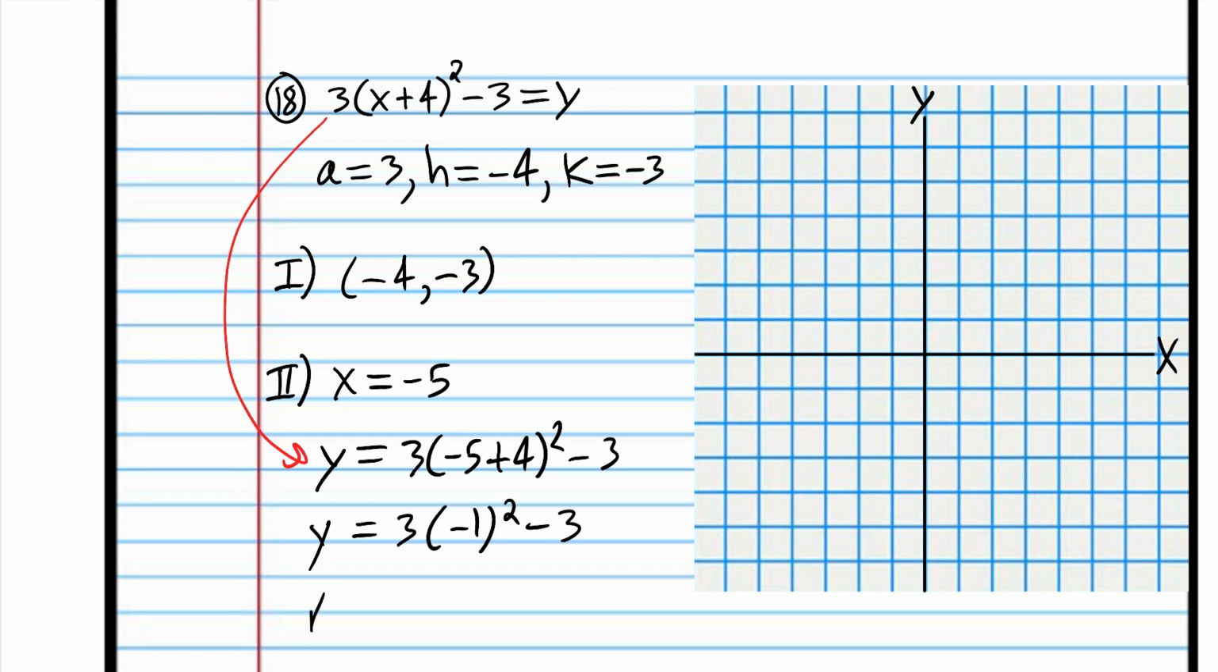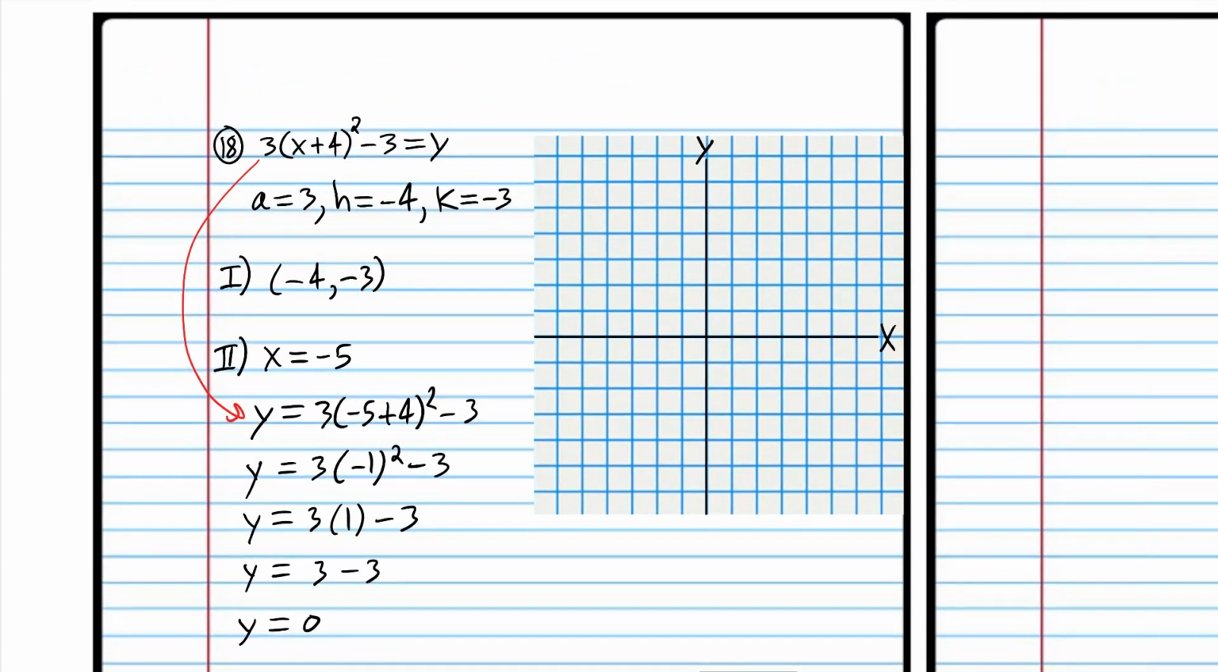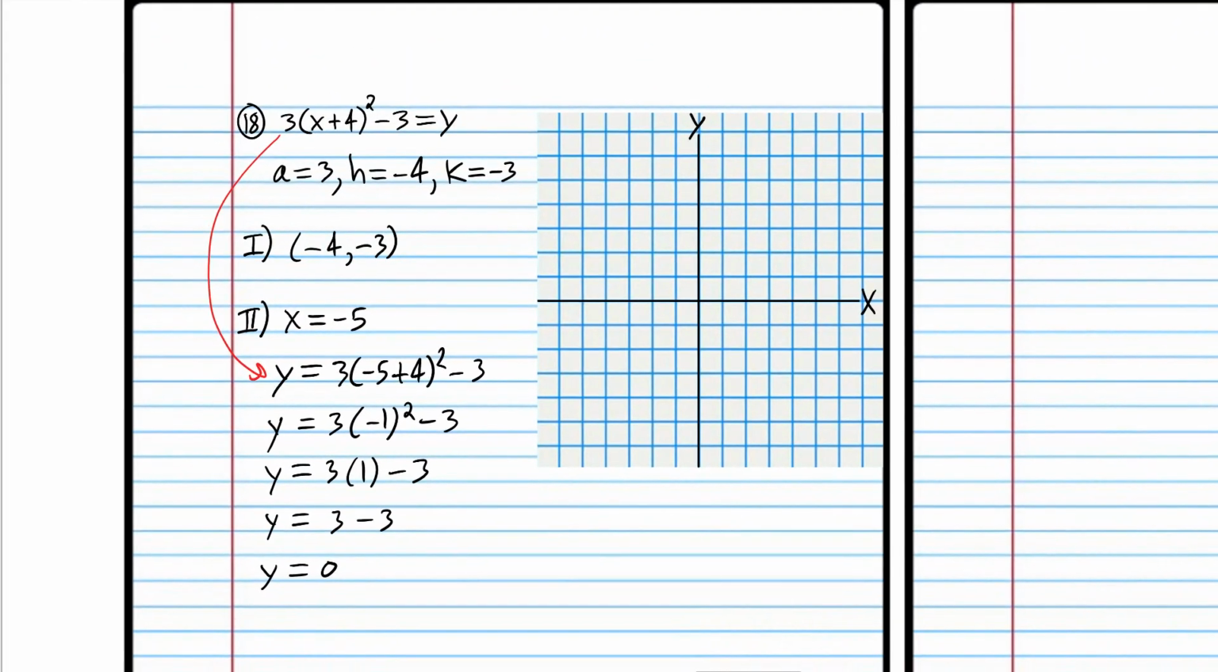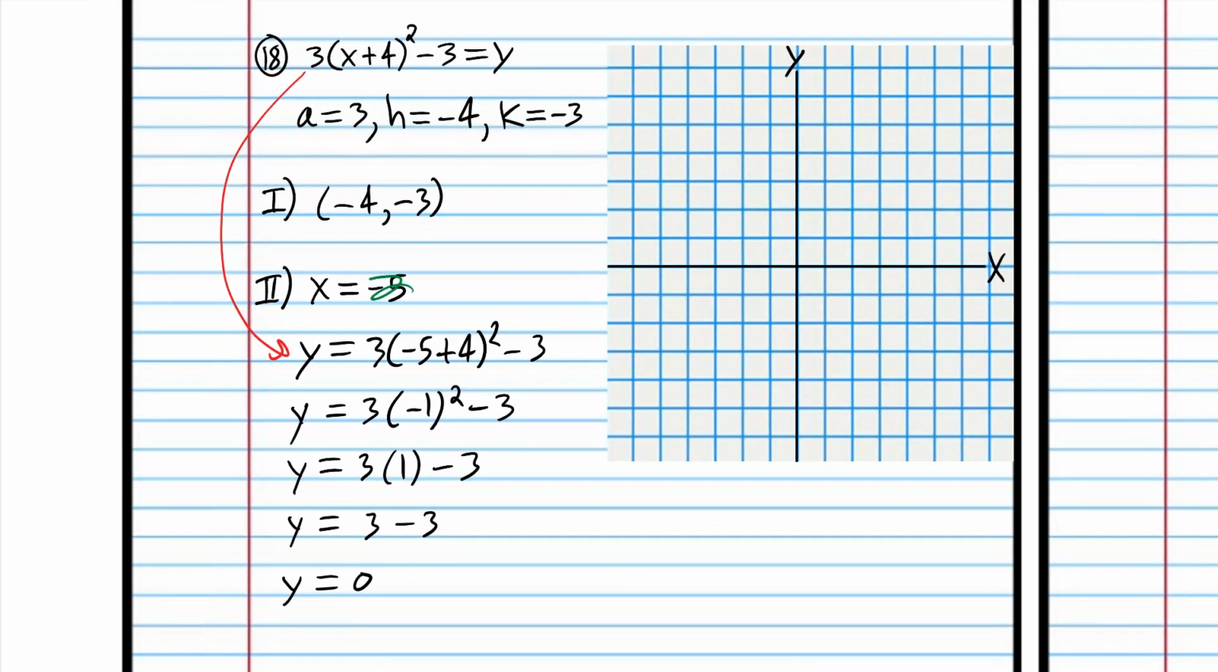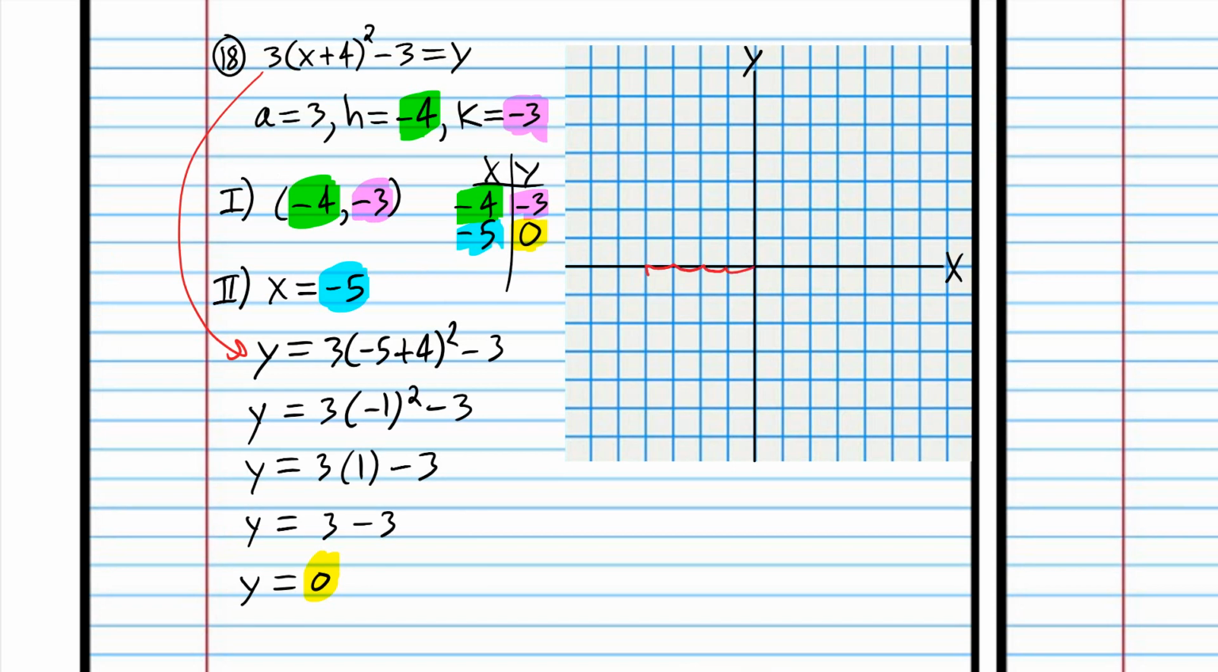And just following order of operations, (-1) squared is 1. 3 times 1 is 3. It looks like we get 0. So that point is (-5, 0). So we can go ahead and make a table to keep track of the points that we're graphing. (-4, -3), and (-5, 0). So 1, 2, 3, 4, 1, 2, 3, and (-5, 0), 1, 2, 3, 4, 5, 0. So that would be there.